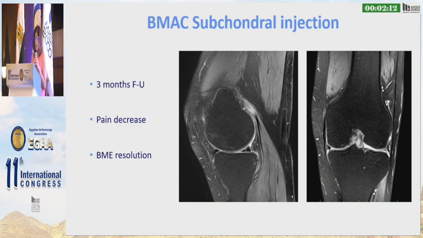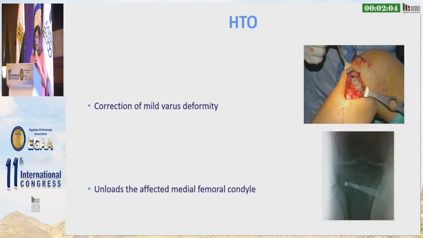And these are the results at 3 months. It was the same case, the same picture I showed you at the beginning. So the patient is doing very well, and there is no sign of bone edema anymore.